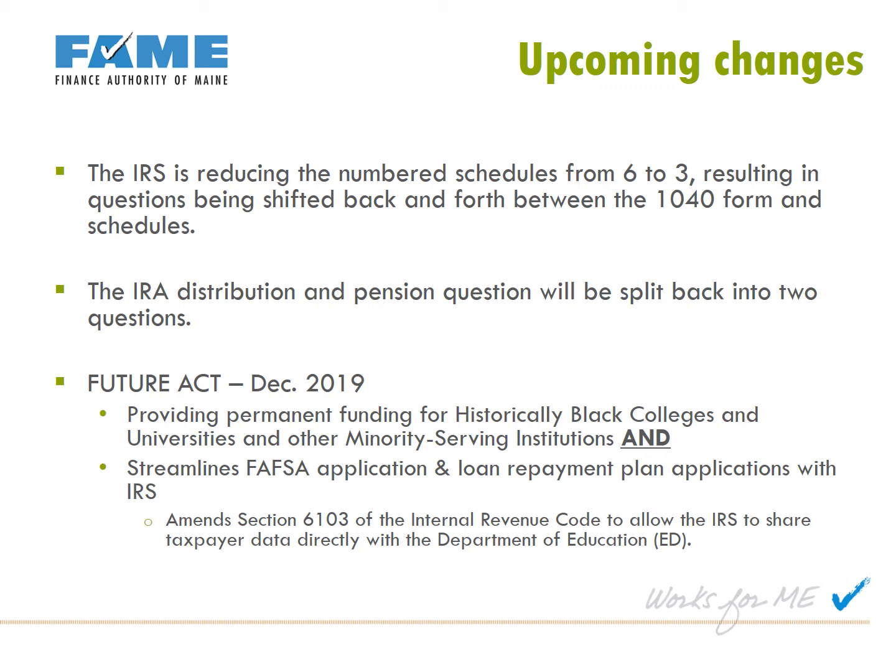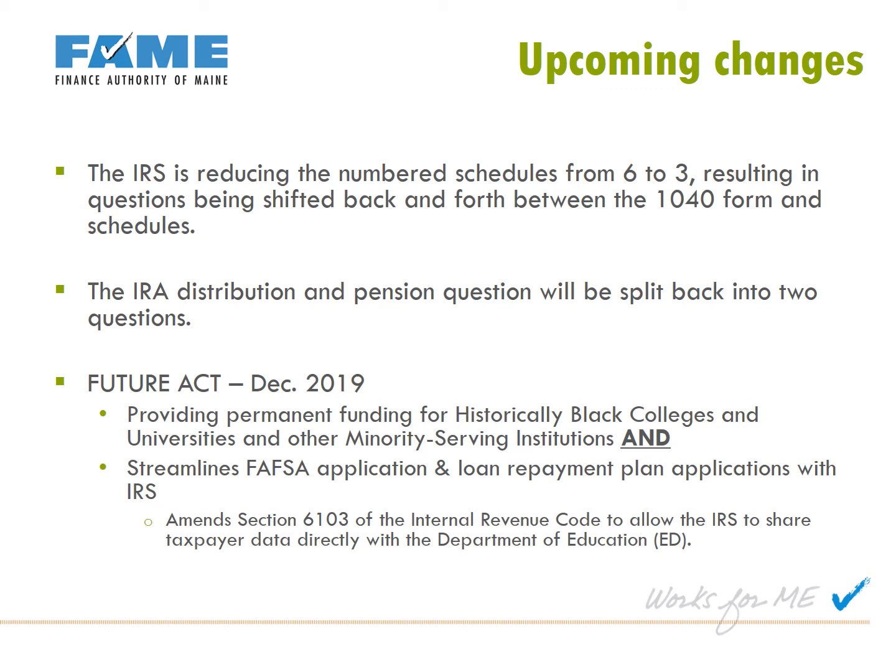But the biggest news of all is that 3rd bullet, the Future Act. I think this is going to be huge when it comes to filing the FAFSA. Verification is going to be a big change. And it's going to change if someone's trying to change their loan payment with an income-driven plan. It's a big deal. The Future Act did 2 things. It provided permanent funding for historically Black colleges and universities and other minority-serving institutions, and it amended the tax code so that the IRS and Department of Education could talk to each other more freely. It opened up more communication.